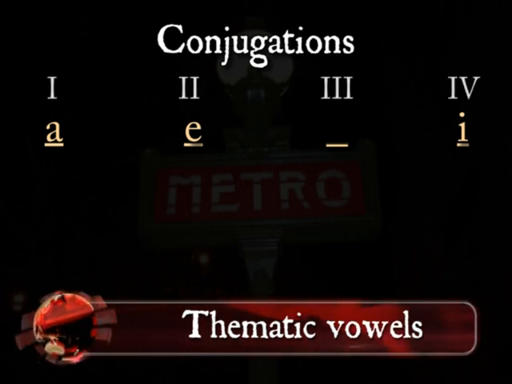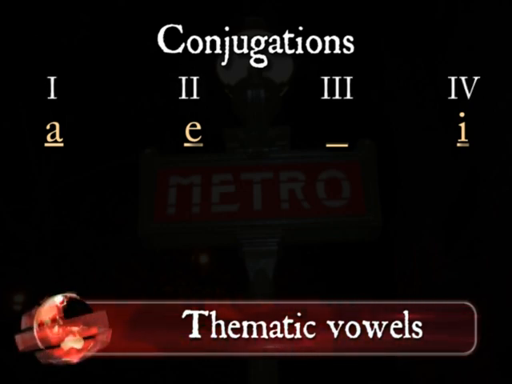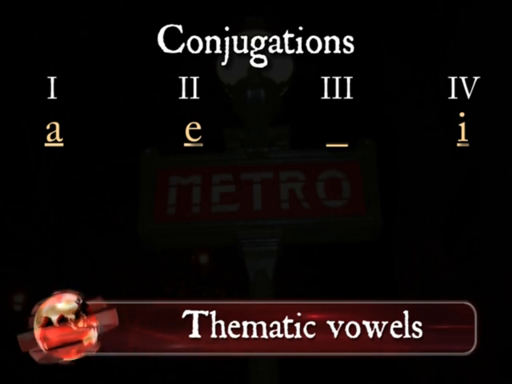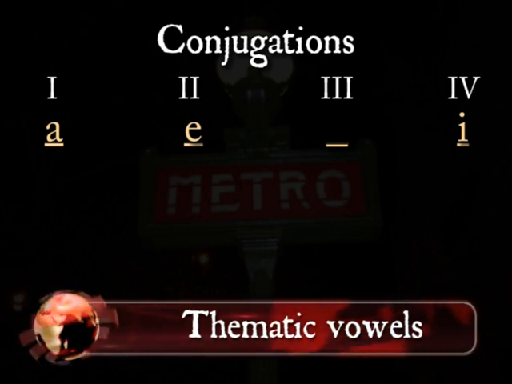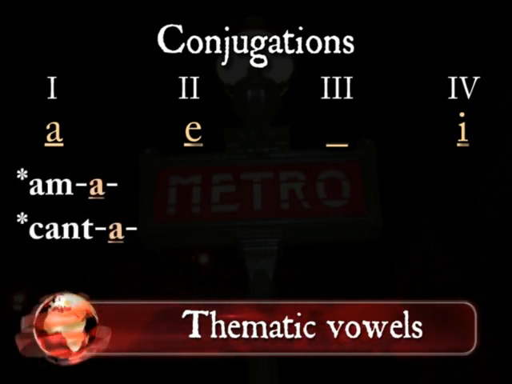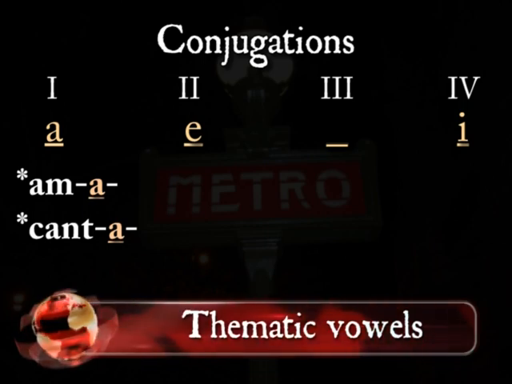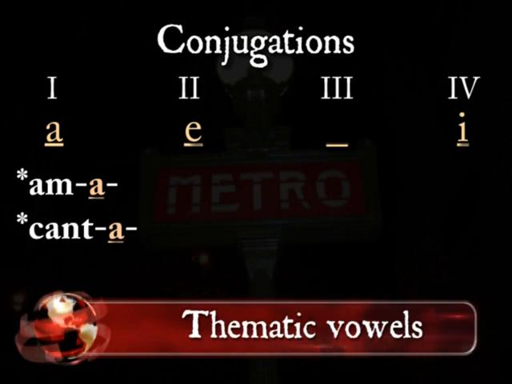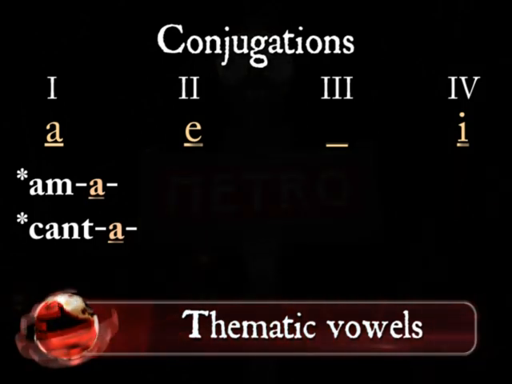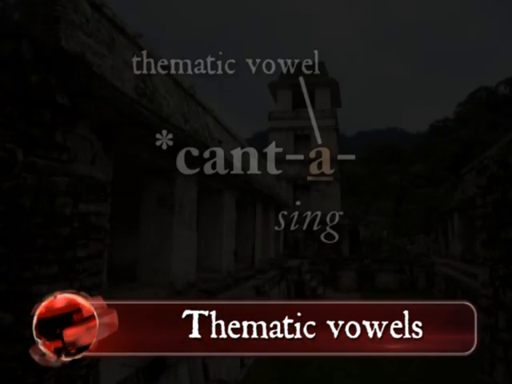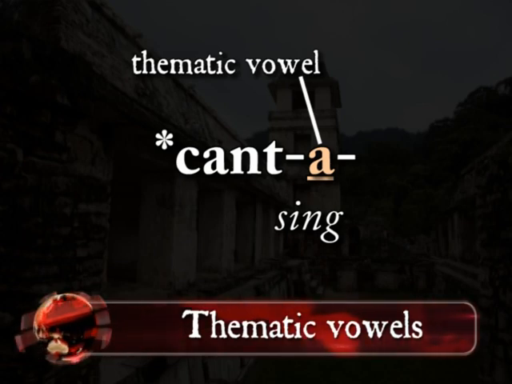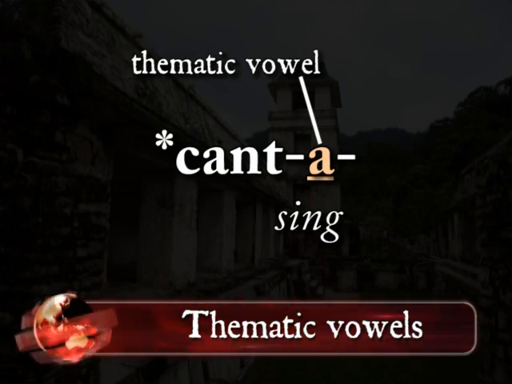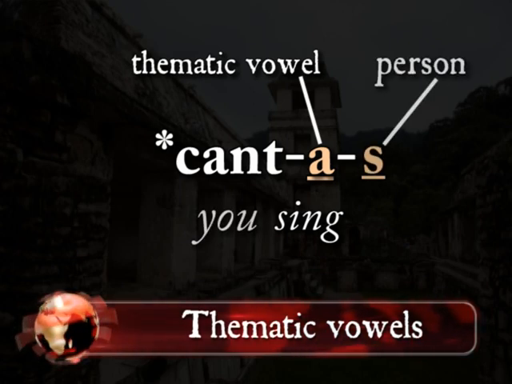These are numbered first conjugation, second conjugation, third, and fourth. The verbs you've seen so far are of the a flavor, the first conjugation. These vowels in each conjugation are the verb's theme, called its thematic vowel. So canta has a stem meaning sing and a thematic a. But it's not ready yet. We need person and number endings, which you've already learned.